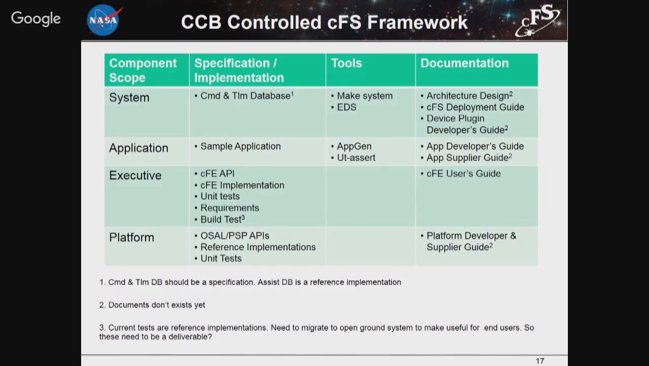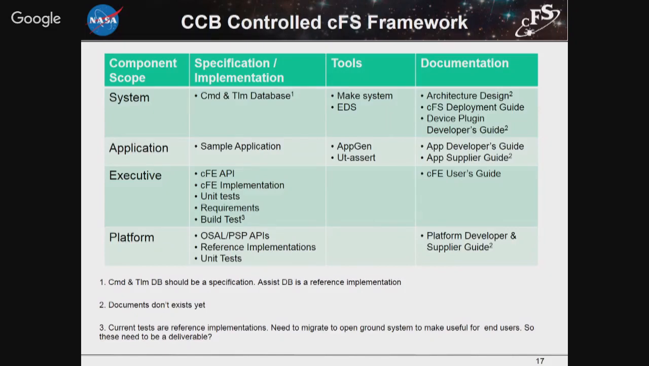Then the executive is our specification, and we already have the API, the implementation, the unit test, the requirements, and the build test. Put a little note here. Again, the ones that are delivered are tied to the ASIST ground system. So eventually we could make the build test suite runnable, maybe in a more generic way.